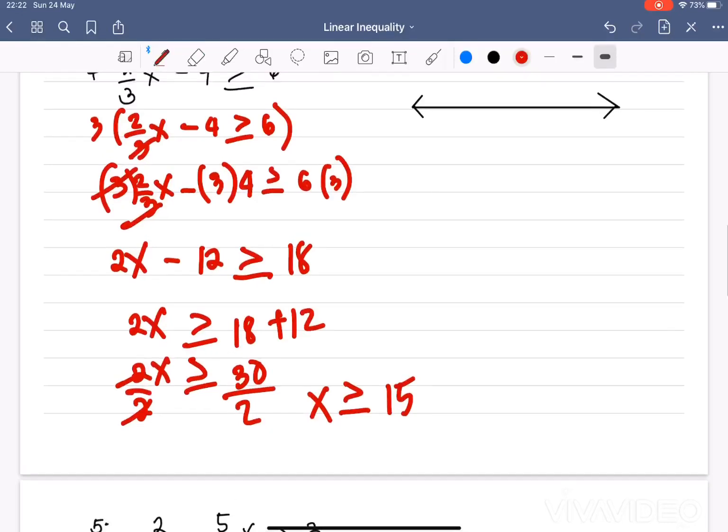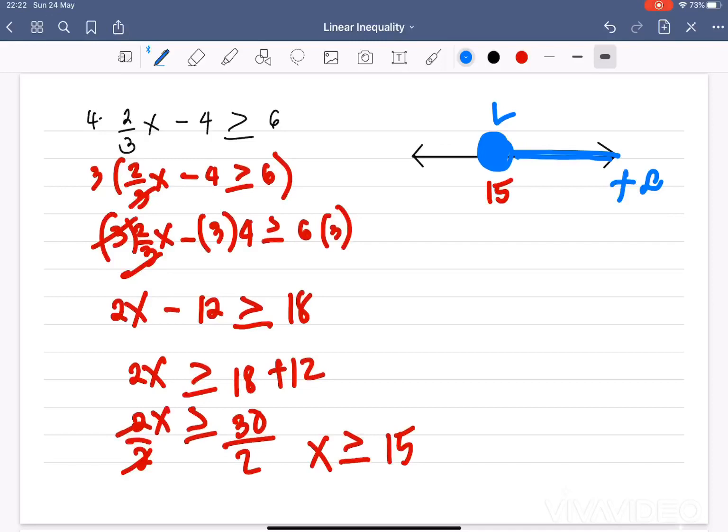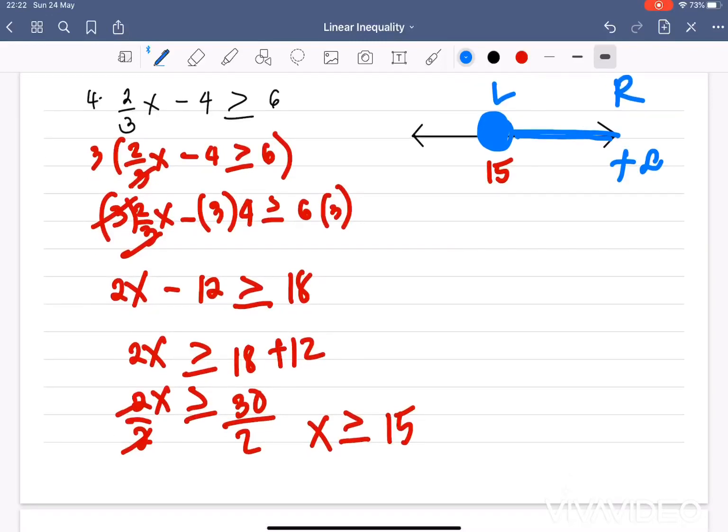To sketch the graph, suppose this is 15. 15 is included, right? So it's a closed circle. And x is greater, so it should be going to the positive infinity. So this is the left and this is the right. So we have 15 is included. To write that in interval notation, we use a bracket. We write 15 and we will stop at positive infinity.